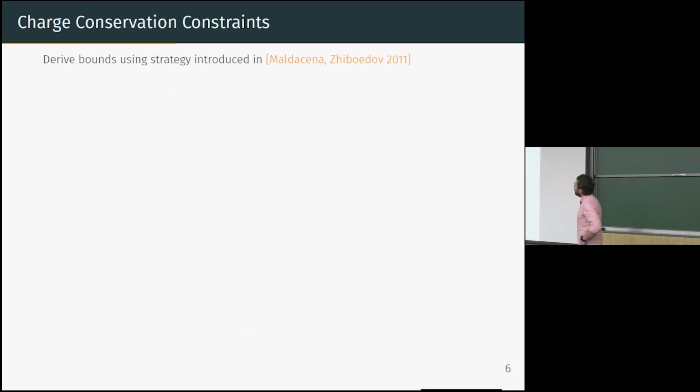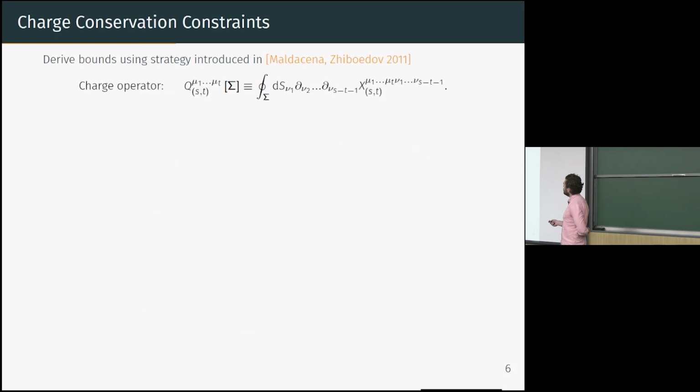Okay, so our strategy is going to be to try and derive bounds using a strategy that was used in this paper by Maldacena and Zhiboedov around 15 years ago. So the idea is that once you have these boundary conserved current operators, you can define a topological surface or charge operator. So the idea is that you take S minus T minus 1 divergences of your current. And so you get some object that if you take one more divergence, you get 0. And then you just construct an ordinary topological surface operator by doing a surface integral.